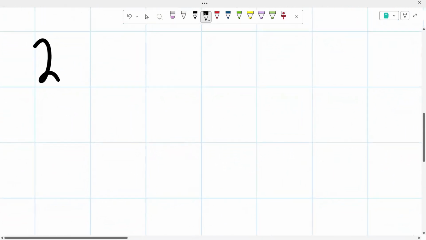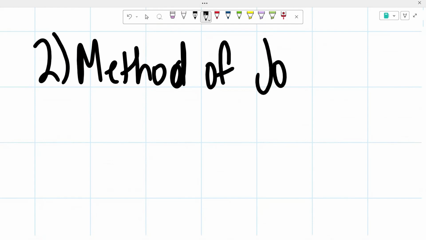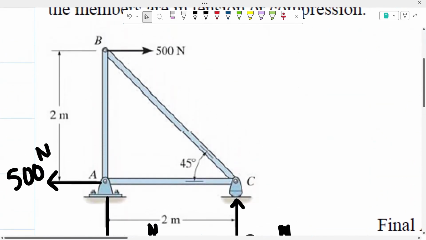So the second step would be using method of joints. Remember, when you use method of joints, the only thing you want to keep in mind is that you want to be choosing joints that have no more than two unknown forces, because if you have more than two unknown forces, you can't really solve it.